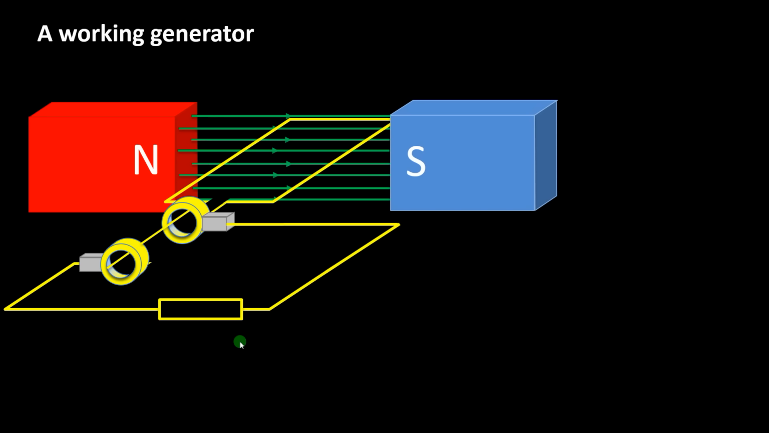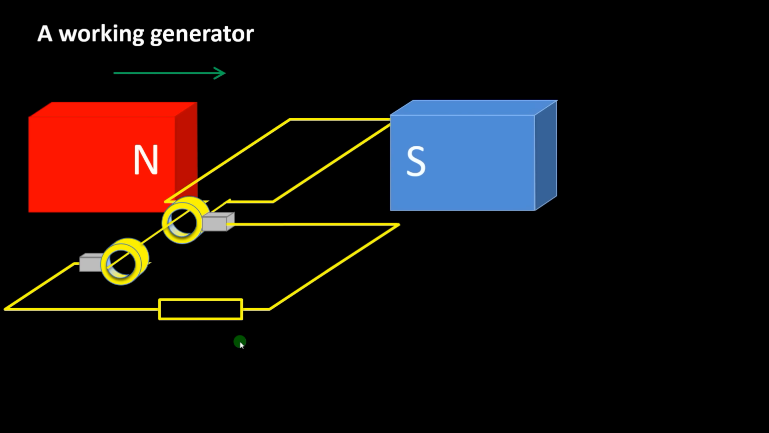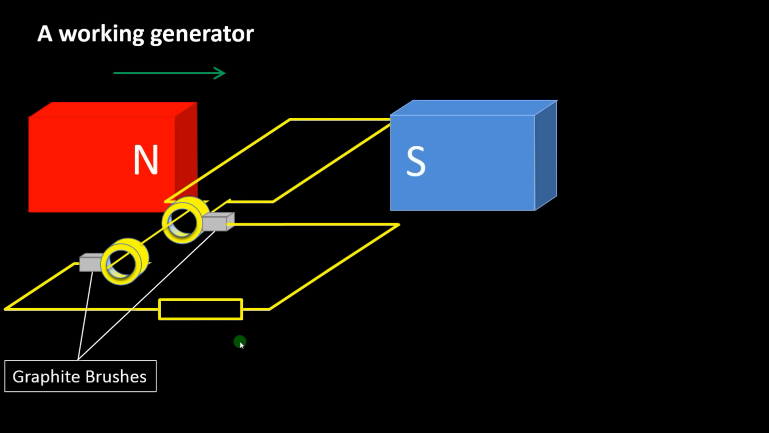But again, we've said it doesn't really matter which one is moving as long as they are moving relative to each other. And this explanation kind of meshes a little bit with our motor explanation, so this is the one we're going to use. So it looks very similar to the motor. The key differences, though, are the fact that we've still got the graphite brushes.